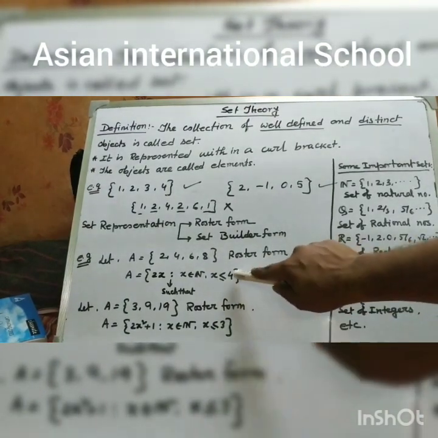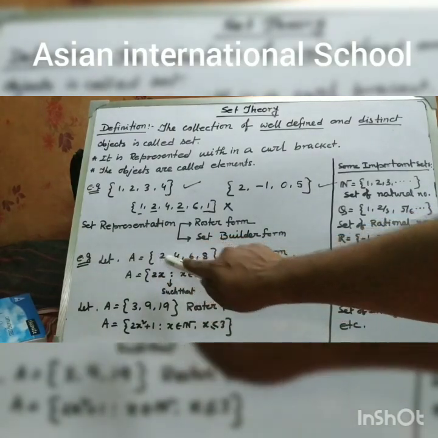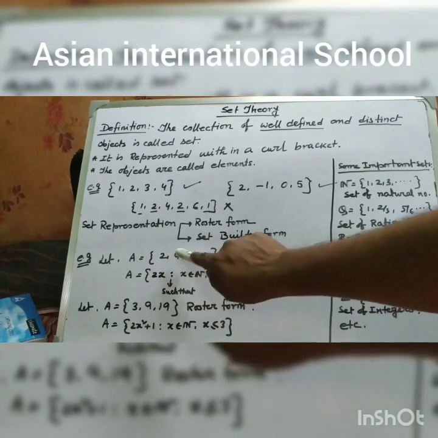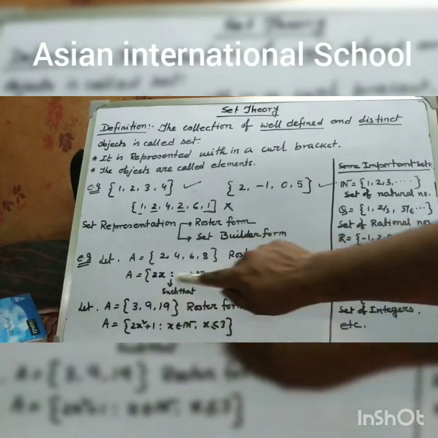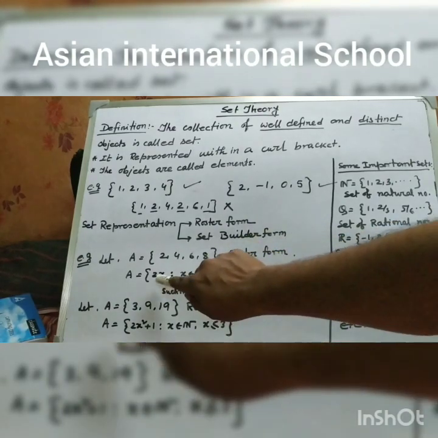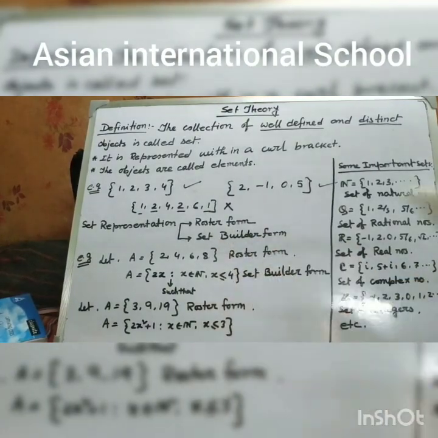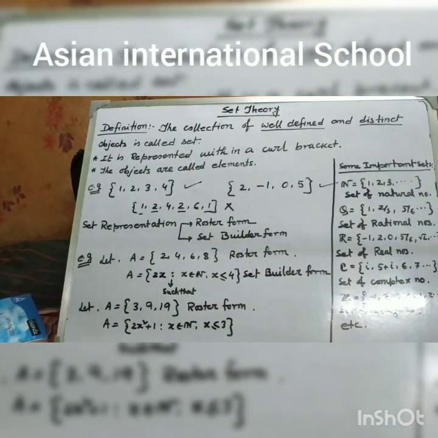So if you put the value of x here as 1, then you will get 2. That means the first element. If you put 2, you will get the next element, that is 4. If you put 3, you will get the third element, that is 6. If you put 4, then it will be 8. And stop there because x less than equals to 4, the restriction has been given. That's how we represent a set in set builder form. If it is given in the roster form, we can convert it into set builder form.